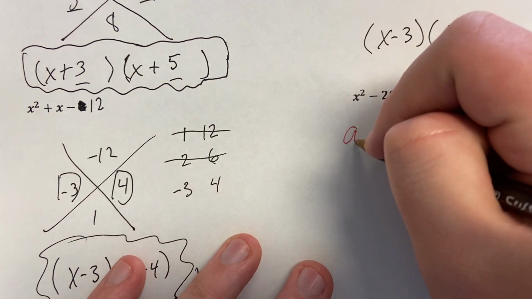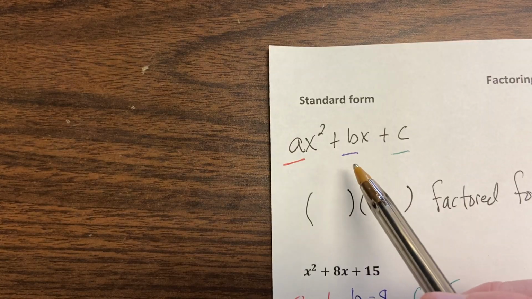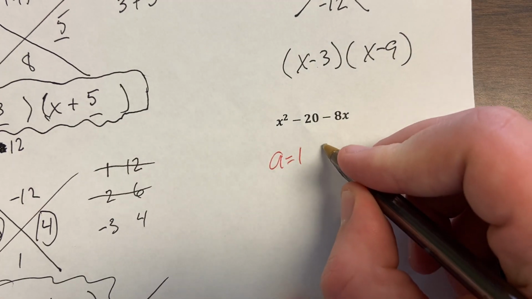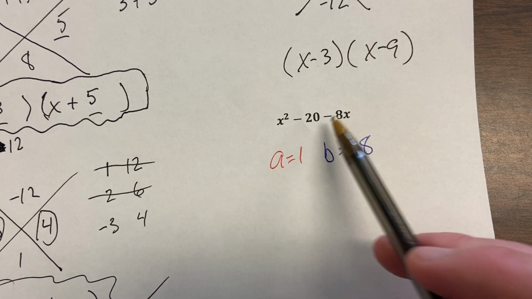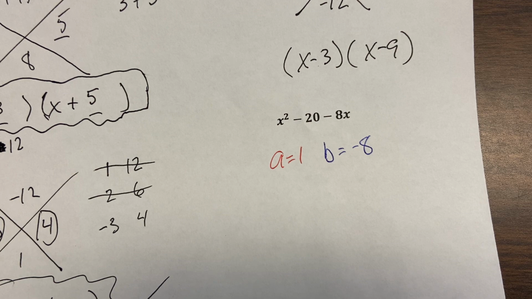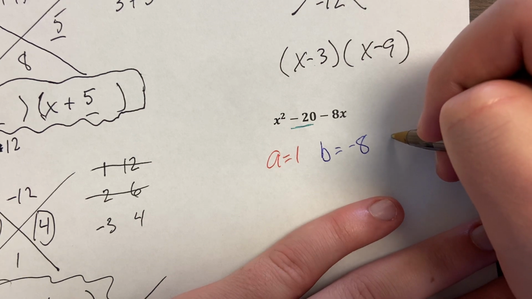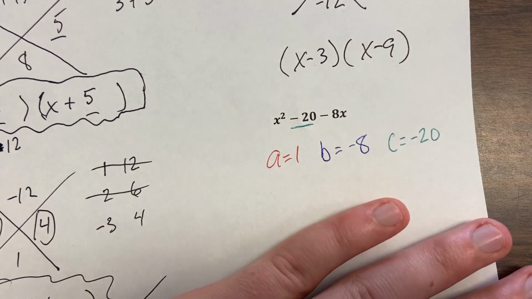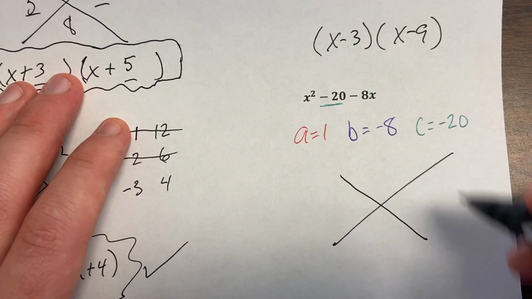So here, the A value is 1. The B value, remember the B value is always next to the X. Well here, it's at the end, but still, the value next to the X is a -8. Remember the sign to the left is going to stay. The constant, the value that does not have a variable next to it, is the C, and that looks like it's -20. So it doesn't matter what order it's in, you really just need to pay attention to the coefficients of the variables.